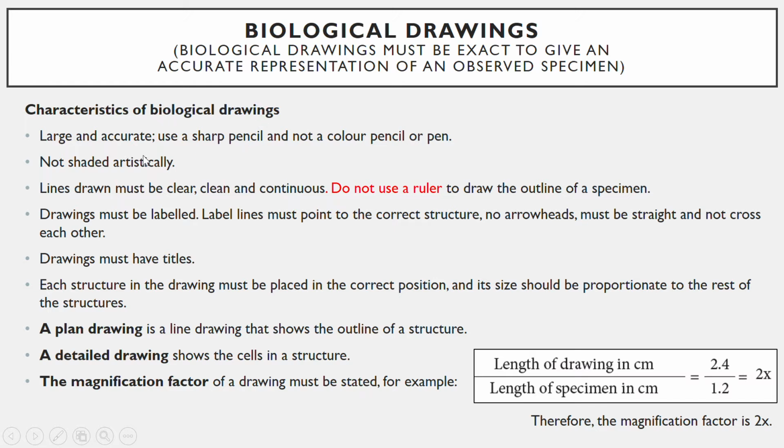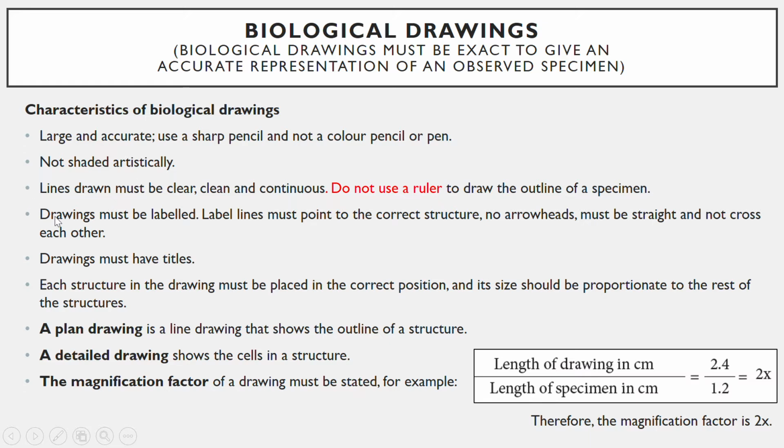Okay, so the drawing must be clean. The lines must be clear and continuous. Jangan putus-putus, sebab bila kamu melukis, kadang-kadang kamu buat toning, artistic drawing, the lines will be not continuous, right? So you must avoid that. Do not use a ruler to draw the outline of a specimen. Biarpun contohnya sel tumbuhan ada bentuk tetap, you must use freehand, draw a line like that without using a ruler.